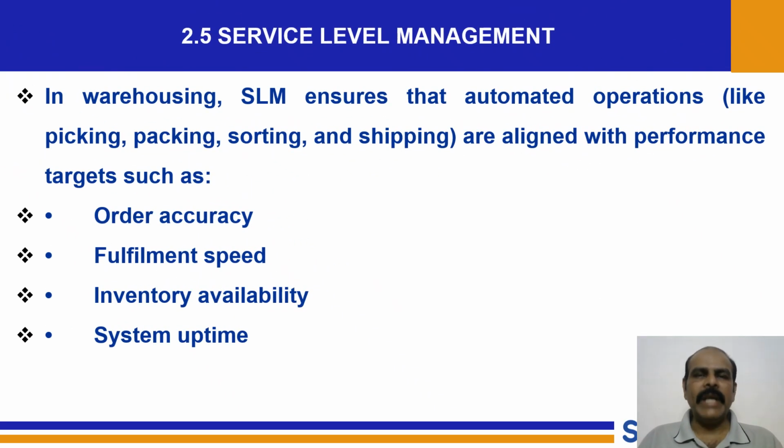Okay. So in warehousing, SLM should ensure that the automated operations, the major ones being 4, PPSS: picking, packing, sorting, shipping, are aligned with performance targets such as order accuracy, fulfillment speed, inventory availability, and system update. Okay. So these are not static characteristics. These are dynamic characteristics. Why do we use the term dynamic? Because they change with respect to time. Let me go right from the reverse.